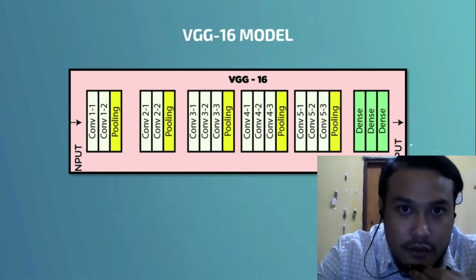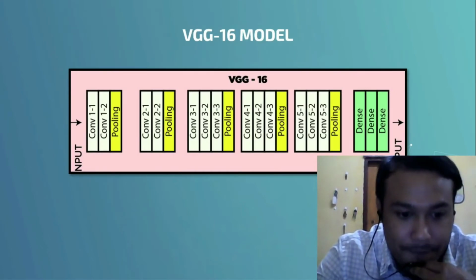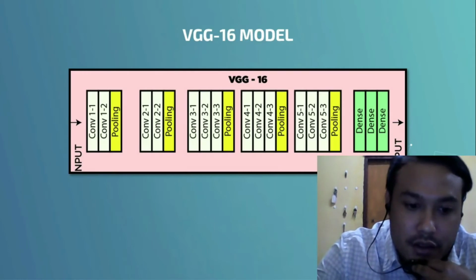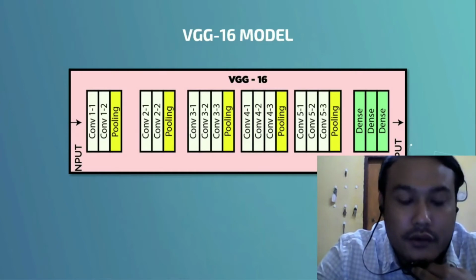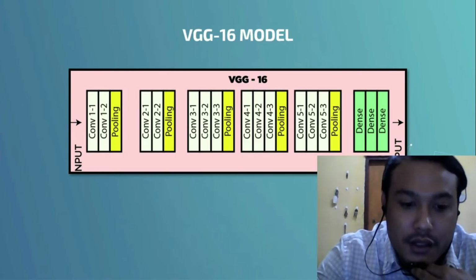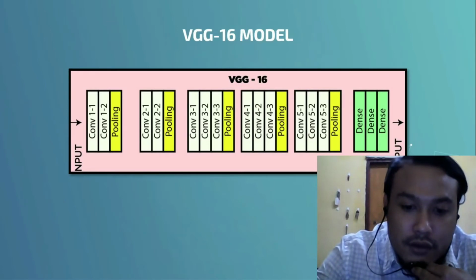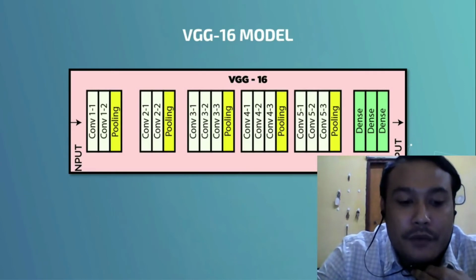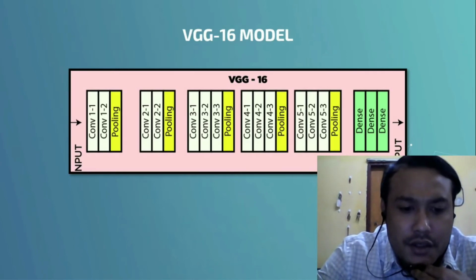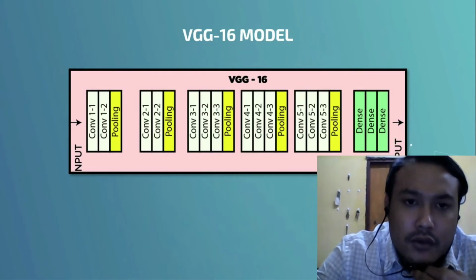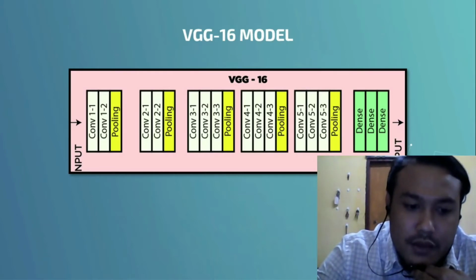So this is the VGG16 model. The VGG16 model achieved 92.7% top-5 test accuracy in ImageNet, which is a dataset of over 14 million images from 1000 classes. The VGG16 architecture takes a fixed-size 224 by 224 RGB image as input to the conv1 layer.